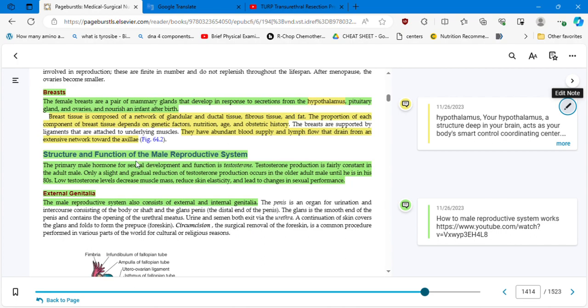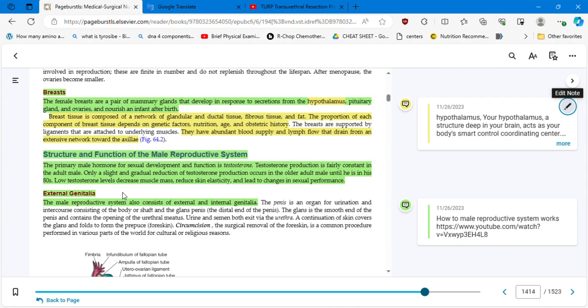The structure and function of the male reproductive system. The primary male hormone for sexual development and function is testosterone. Testosterone production is fairly constant in the adult male. Only a slight and gradual reduction of testosterone production occurs in the older adult male until he is in his 80s. I'm going to repeat.